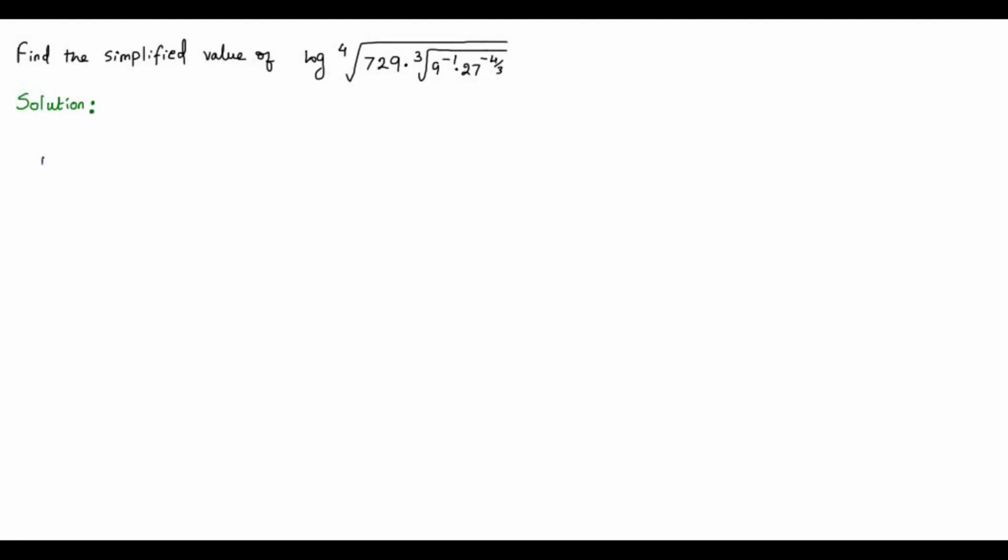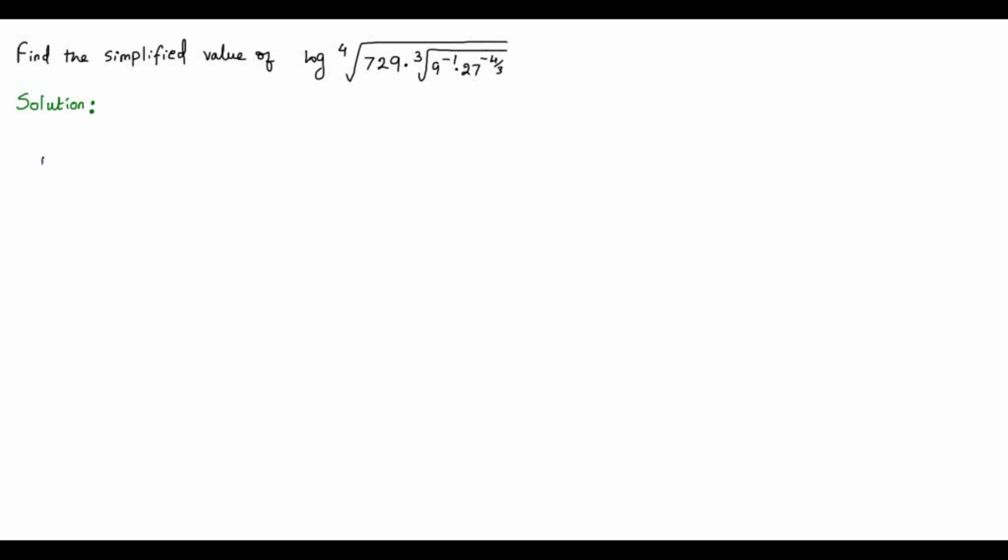Here we have a problem on logarithm. Okay, let's read the question. Find the value of log 4th root of 729 times cube root of 9 to the power of minus 1 times 27 to the power of minus 4 by 3.